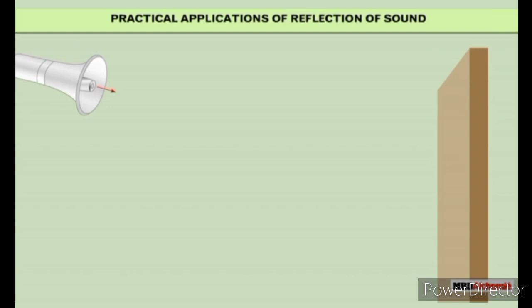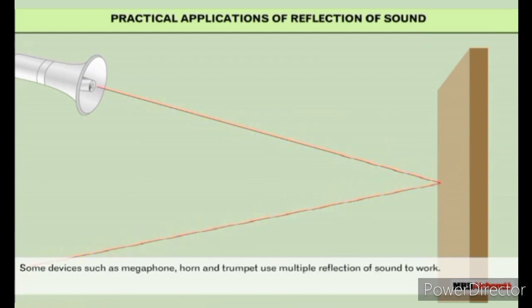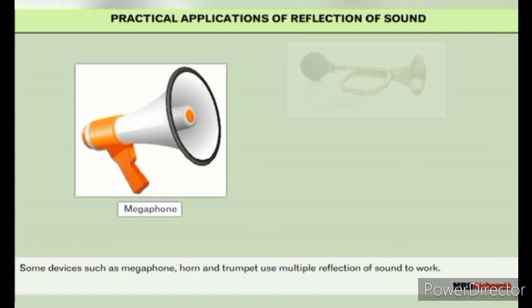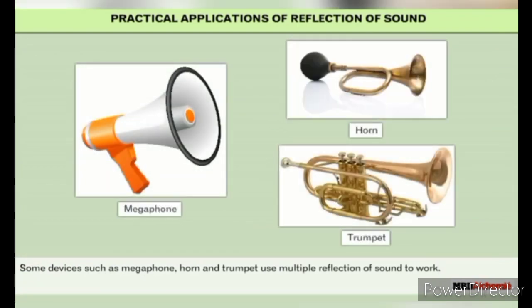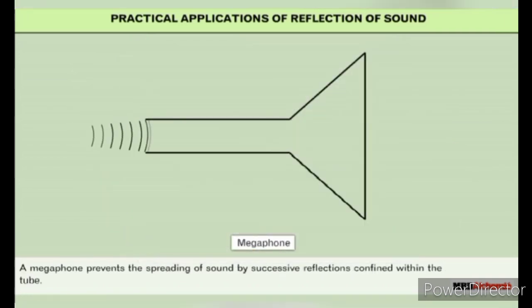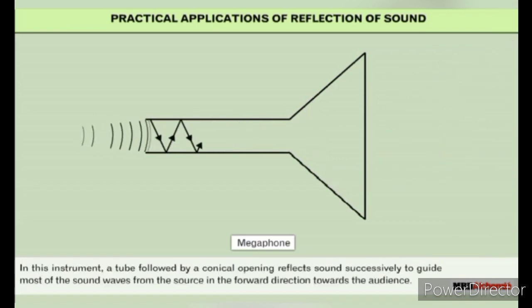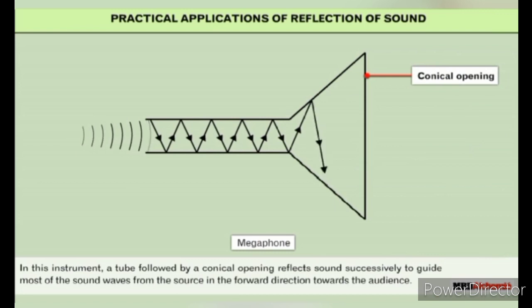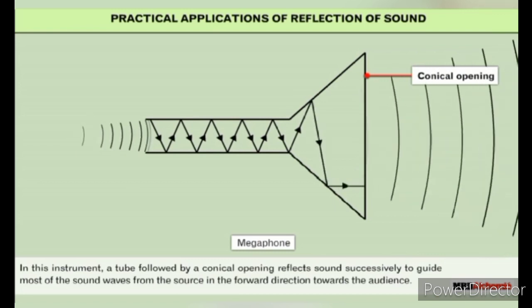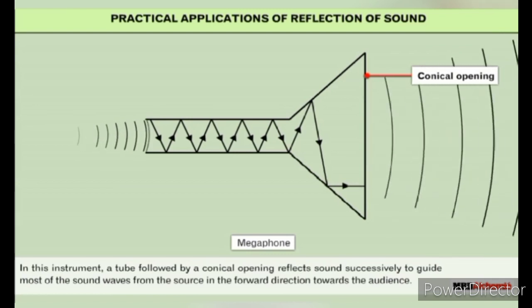Practical applications of reflection of sound. Sound waves get reflected from hard surfaces such as a wall. Some devices such as megaphone, horn and trumpet use multiple reflection of sound to work. A megaphone prevents the spreading of sound by successive reflections confined within the tube. In this instrument, a tube followed by a conical opening reflects sound successively to guide most of the sound waves from the source in the forward direction towards the audience.